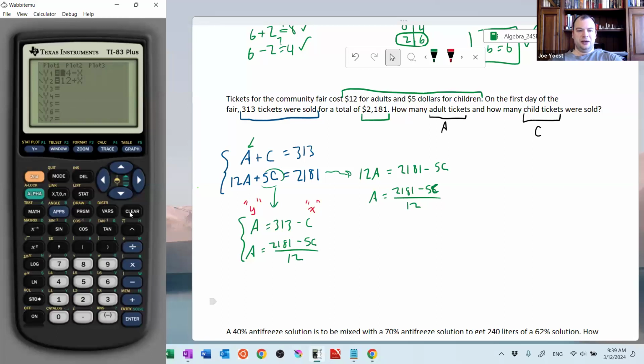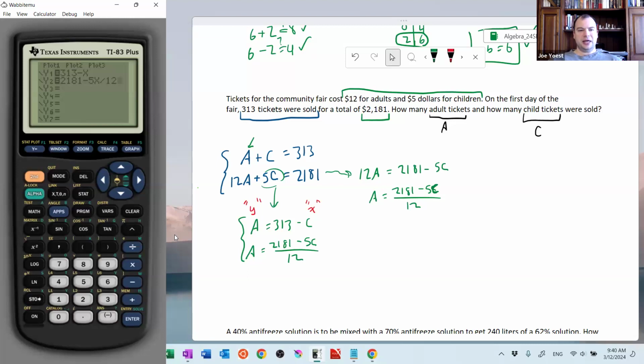I just go to my Y equals menu. Clear out my previous equations. And then I have Y equals 313 minus X. And here I've got to be a little careful. If I just did something like 2181 minus 5x over 12, this wouldn't quite be right.